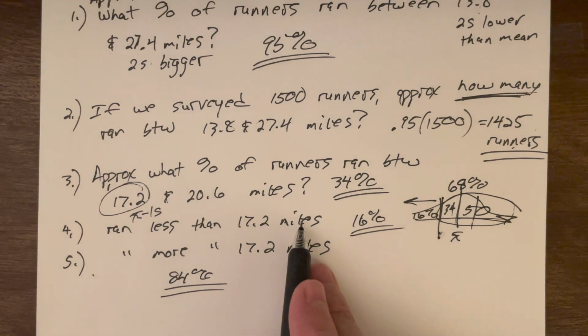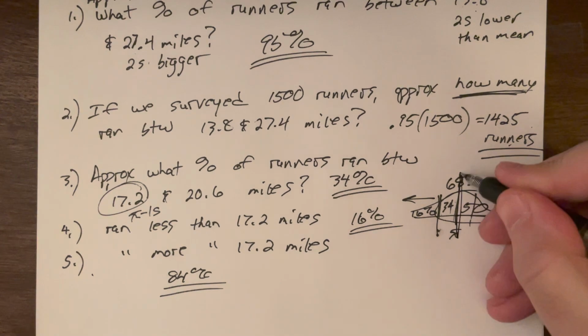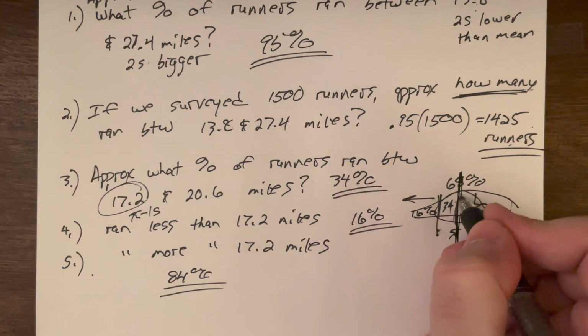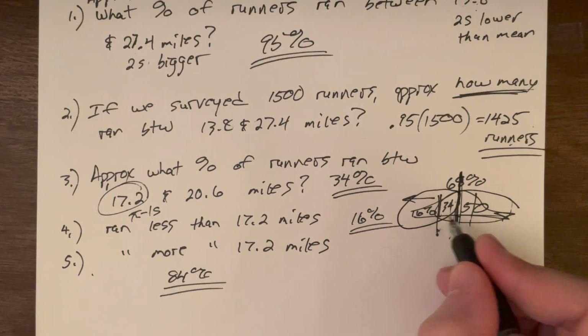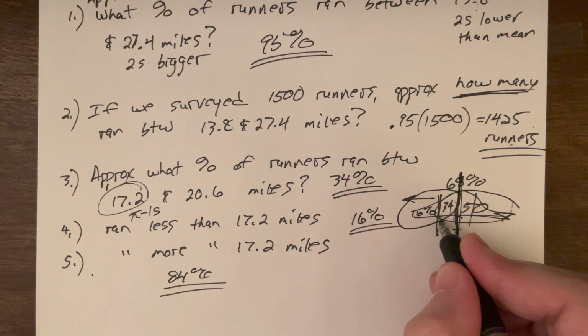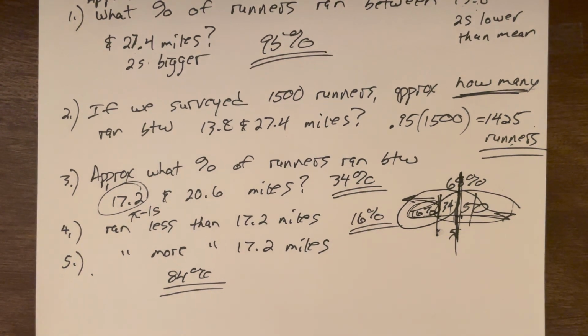But for this one right here, some people don't need the right side, they're just entirely focused over here. Everything less than the mean is 50%. We already found out 34% are from here to here, so that leaves you the 16% in that tail.